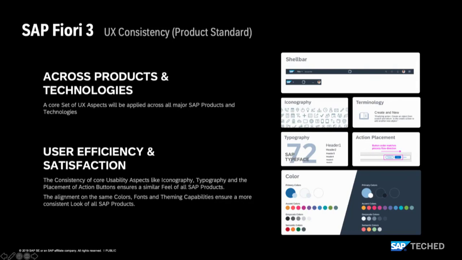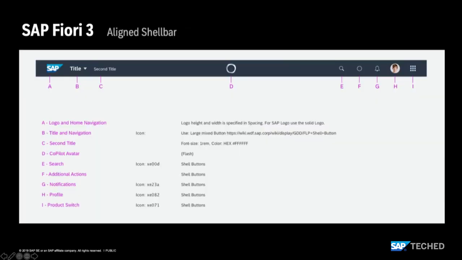Because for the user in the end, it doesn't matter so much which technology is being used. If it works the same way and behaves similarly, then that's what the users expect. So across products and technologies, it's the user satisfaction and of course the efficiency as well that we are targeting here. Points like the shell bar, aligned icons, terminology, typography, action placement, and of course also the color, the theme appearance, those are the things. And as I said, it's not really mandatory to move to UI5 to implement it. We are offering those specifications internally, and the products can then align with the concept, have their expansion points, expandable areas where they can add their application-specific content, and some mandatory things that are set to be in the same position all the time.